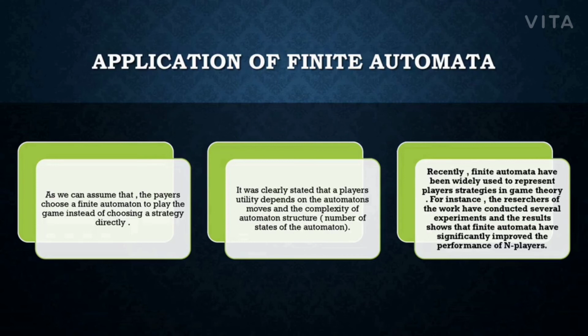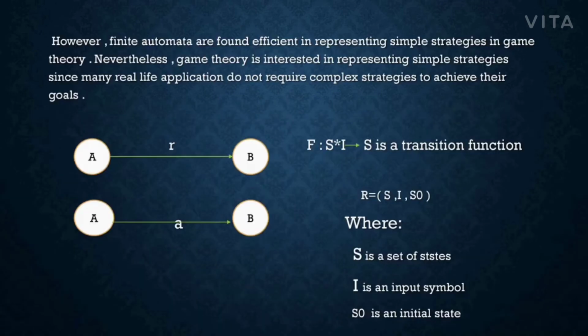Back in 1985, Neyman tried to model the fact that players can do only bounded computation, by modeling the iterated prisoner's dilemma players as finite automata. One year later, Rubinstein tried to show that costly computation may affect an agent's utility. Rubinstein assumed that players choose a finite automaton to play the game instead of choosing a strategy directly.